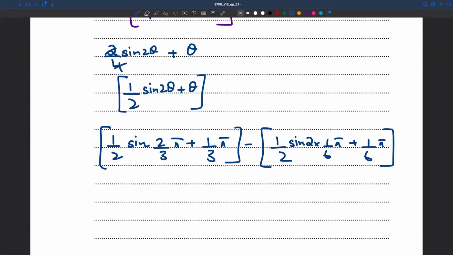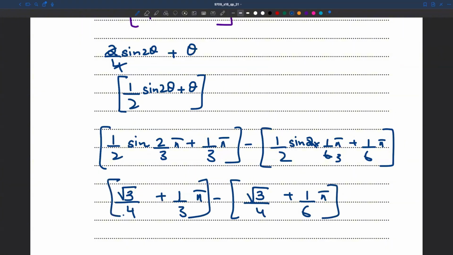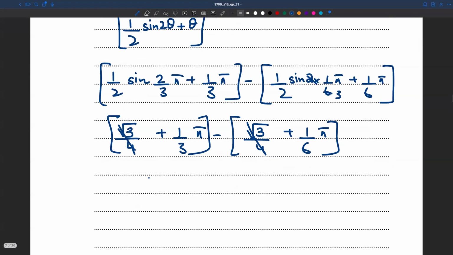Sine of that is √3/2, right? Not minus √3, plus √3/2. So this will be √3/4 plus 1/3 pi, minus this, which will be sine of 1/3. Sine of 1/3 is also √3/2. So this will become √3/4 plus 1/6 pi. Okay? Opening the bracket, this will cancel out. The final answer will be 1/3 pi minus 1/6 pi, or take the LCM, which is 6. So this will become 2 pi minus pi upon 6, right? So the final answer will be pi by 6.